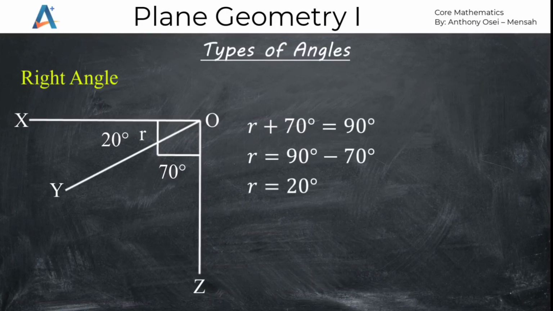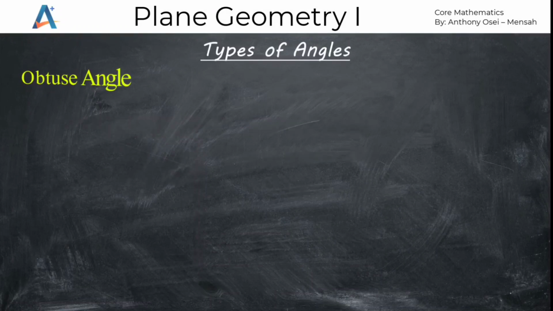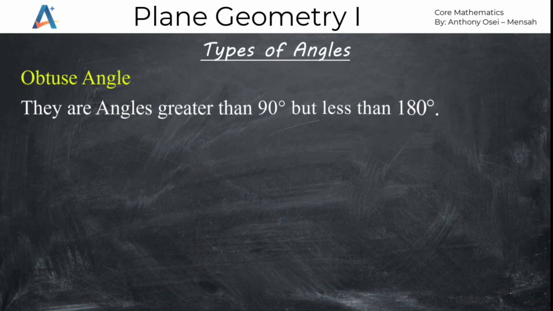The next one, which happens to be the third type, will be the obtuse angle. Now obtuse angles are angles that are greater than 90 degrees, but less than 180 degrees. That means obtuse angles measure between 90 and 180 degrees. 90 degrees is not an obtuse angle, and 180 degrees is also not an obtuse angle. So if an angle measures greater than 90 degrees, but less than 180 degrees, it becomes an obtuse angle.